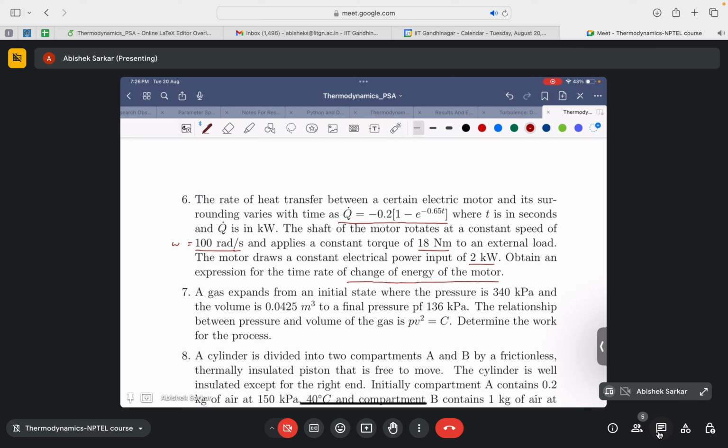The first law of thermodynamics: Q1 to 2 is delta E plus W1 to 2. Or since it is given in terms of rate, it would be basically Q dot is equal to dE by dt plus W dot. Try it out once. Let me give you up to 7:30, so you can take 4 minutes to solve the question and then tell me the answer.